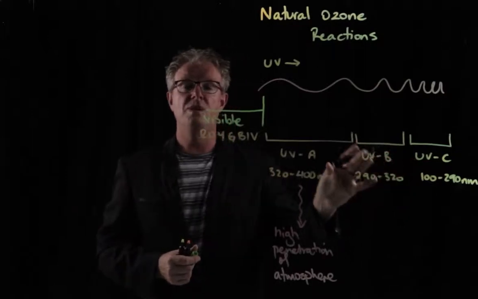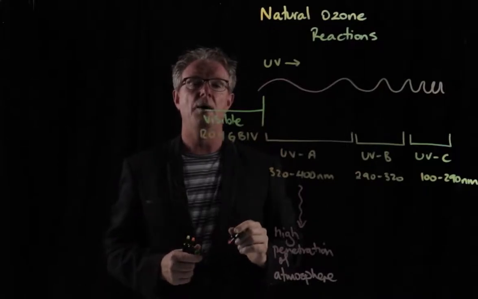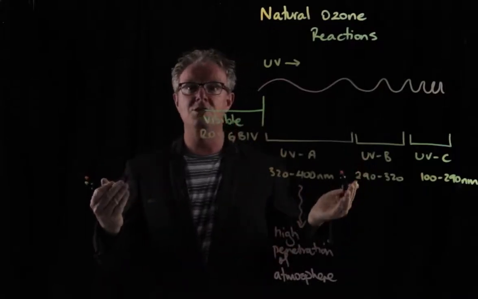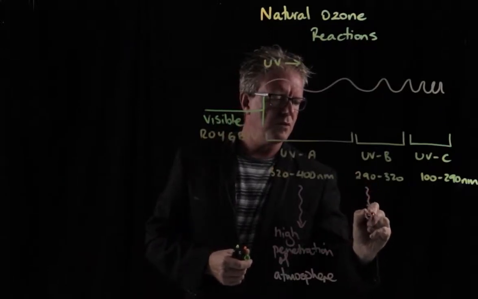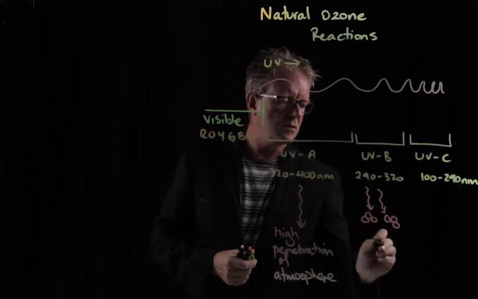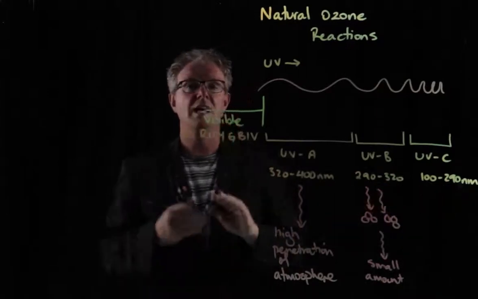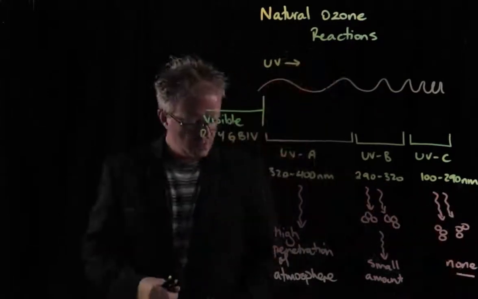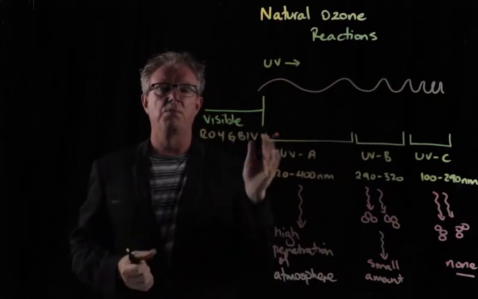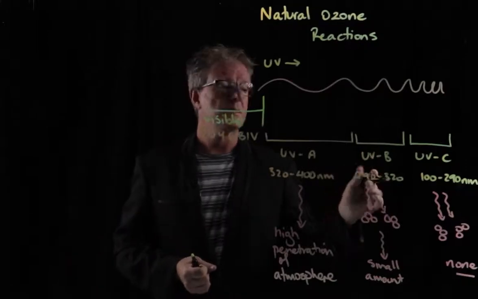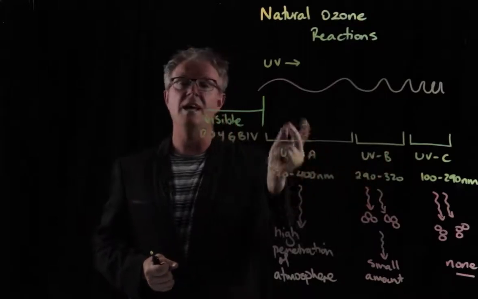Then we have UVB. Some of the UVB reaches the surface, but most of it is blocked by the UV radiation shield, otherwise known as ozone. So we've got ozone molecules here. Most of it is blocked, only some gets through, and then for UVC, none gets through. That's just trying to show you visually that UV radiation is blocked by the ozone: UVC is completely blocked, a little bit of UVB gets through, and UVA goes through.